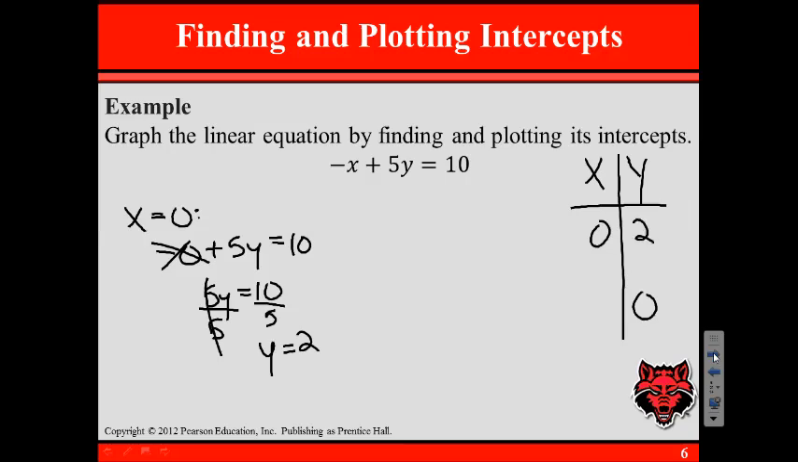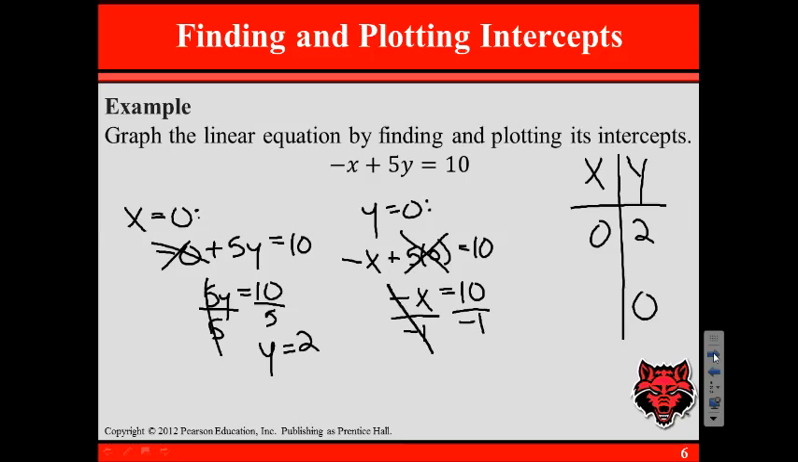To find the x-intercept, we would plug a 0 in for y. So in doing so, let's solve for x. 5 times 0 is 0. And if I'm adding or subtracting a 0, we can just cross it out. That leaves us with -x equals 10. We divide both sides by -1. The negatives cancel on the left-hand side, leaving x equals -10. Let's go to the next slide and graph these two intercepts.